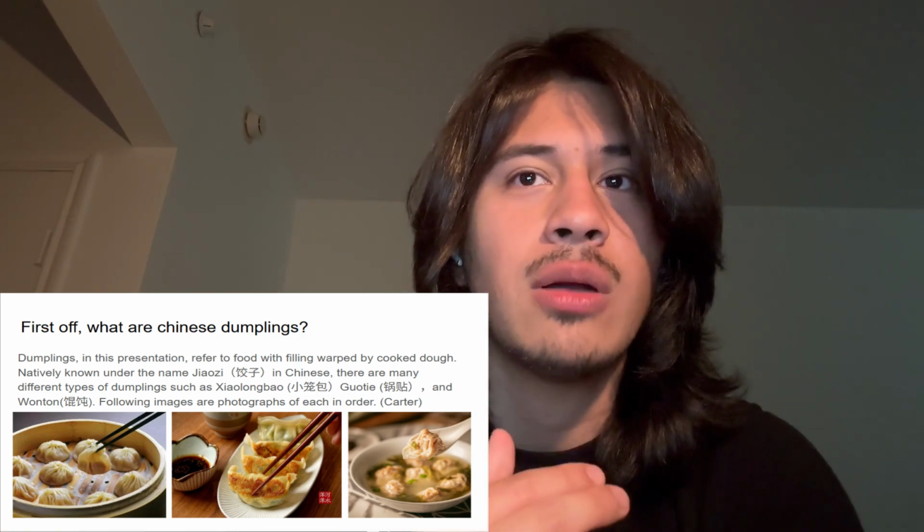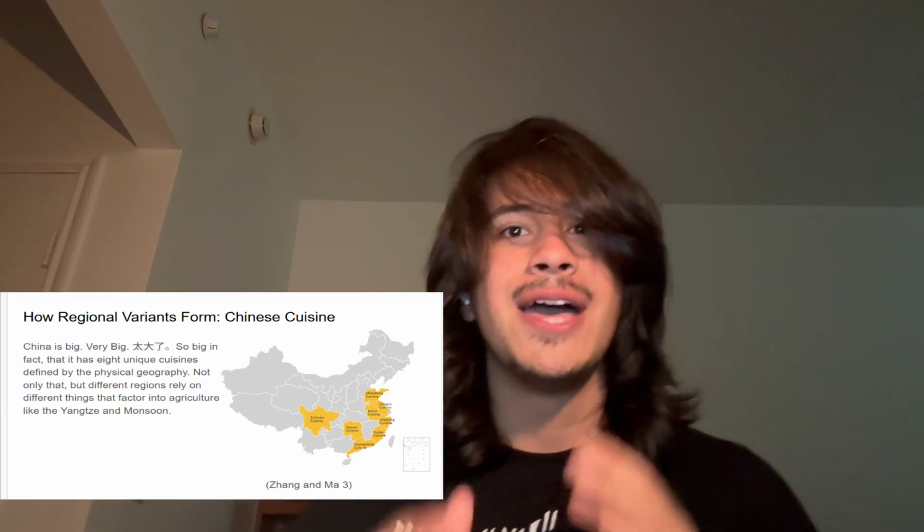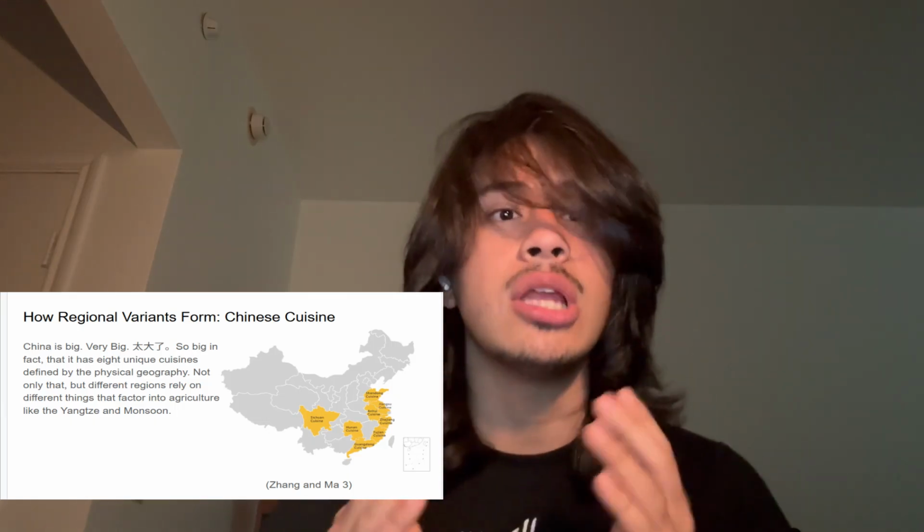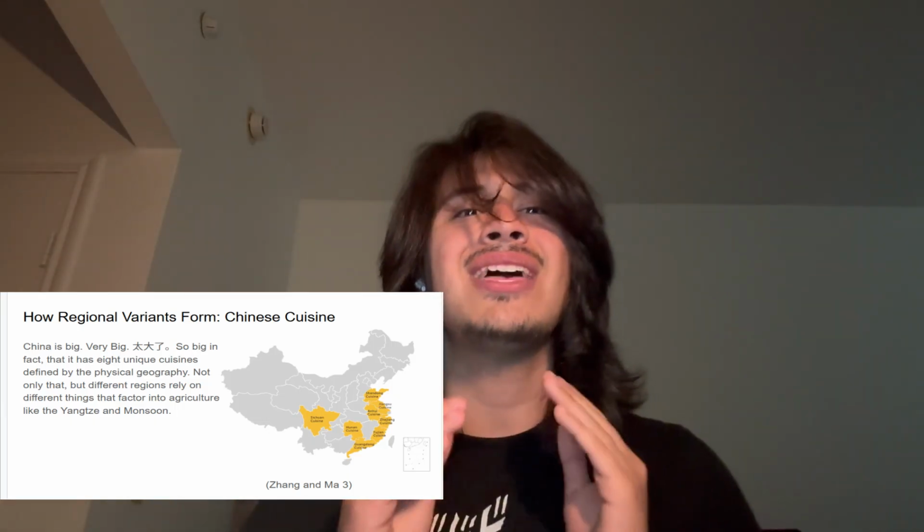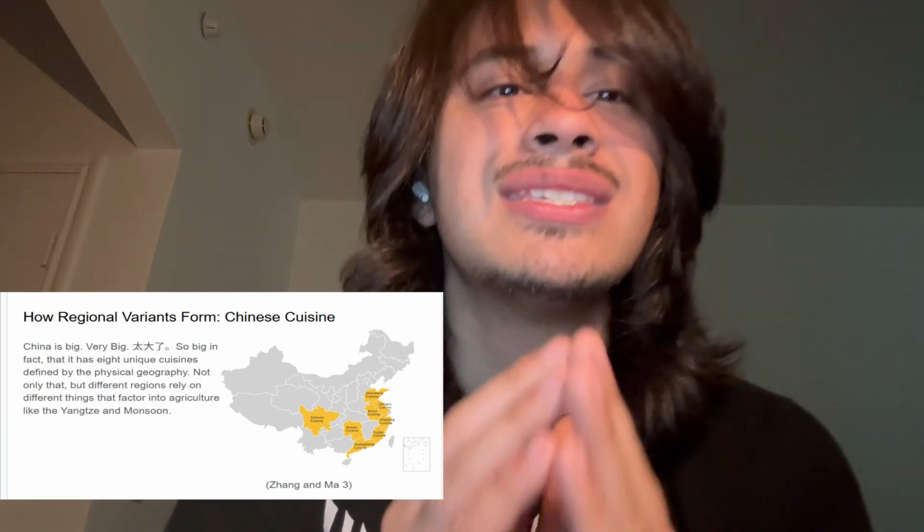Dumplings in China consist of multiple different kinds, such as xiaolongbao, guotie, and huntan, also known as wonton in Cantonese. I need to get this one thing straight. China is big, very big. Tai de le. It's so big, in fact, that there are 8 giant Chinese cuisines inside of it.